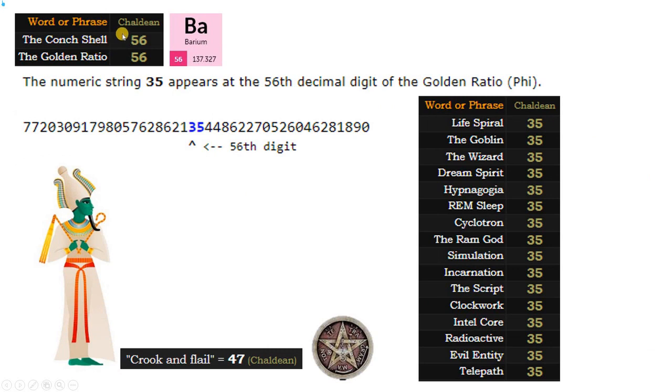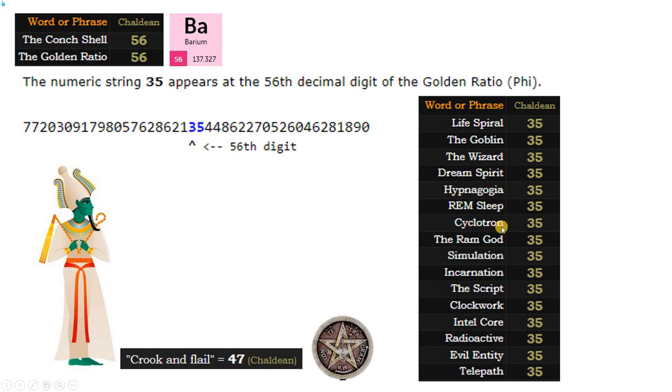56 is also linked to number 35, as 35 appears at the 56th digit of phi. And we have the following expressions in Chaldean with 35. Life spiral, this is the Fibonacci spiral, the goblin, the wizard, both of them represent Osiris, dream spirit, that is the god of sleep, hypnagogia, REM sleep, so hypnagogia and REM sleep refer to the state of consciousness of what is running this matrix, and it is linked to Vishnu's slumber and Morpheus and Hypnos.